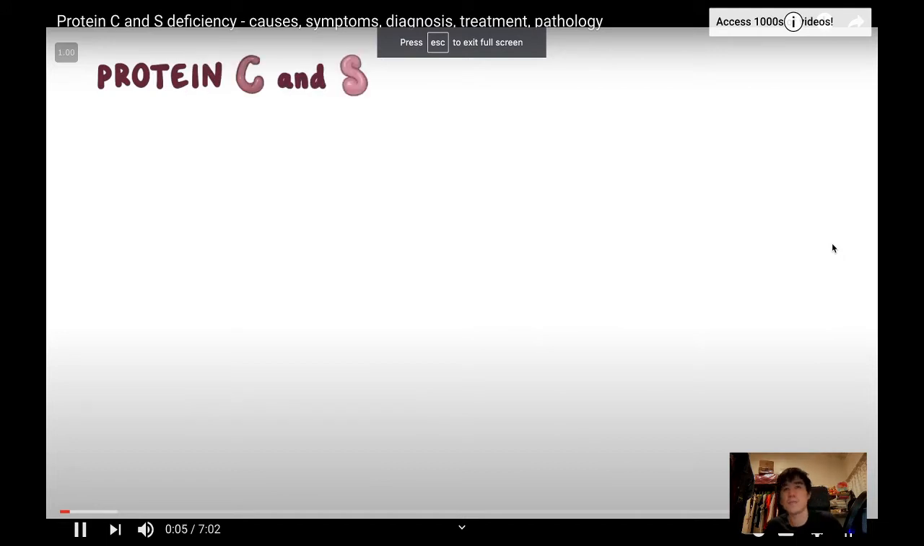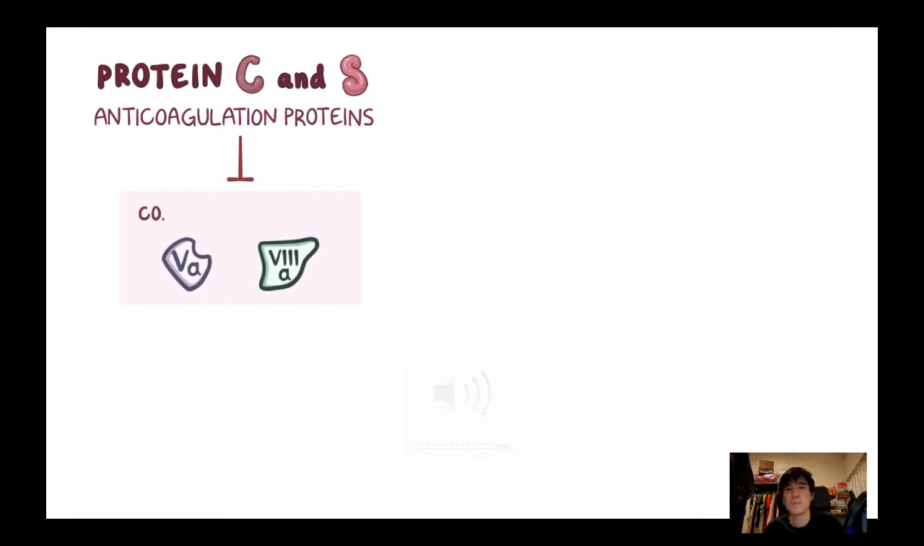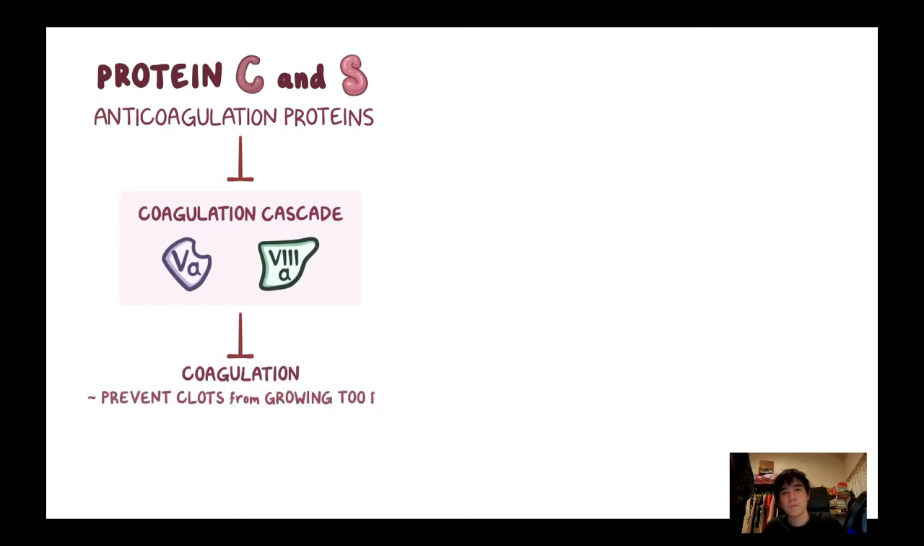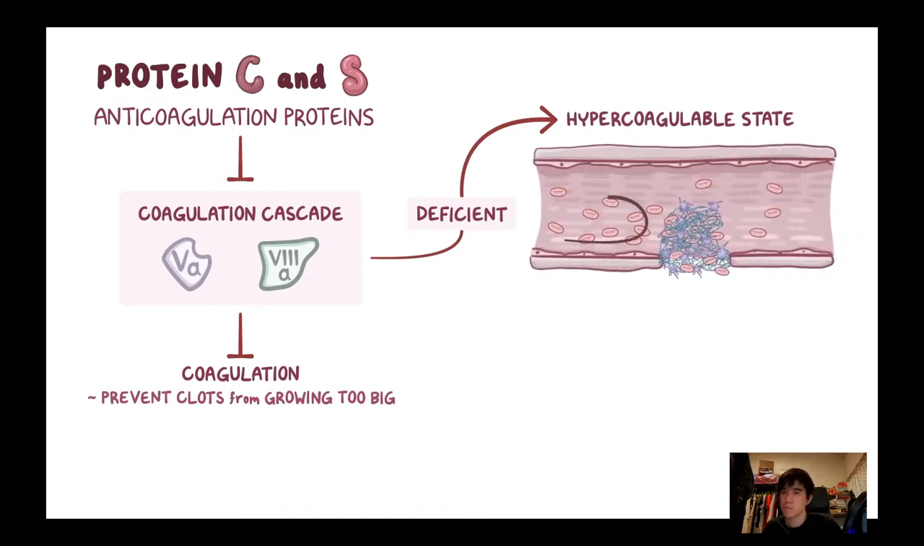Proteins C and S are two anticoagulation proteins that inactivate coagulation factors 5A and 8A in the coagulation cascade. This means they act like brakes on coagulation, limiting clot formation and preventing clots from growing too big. So, when either of these proteins is deficient, it leads to a hypercoagulable state, meaning a person is at increased risk of developing a clot that could block blood flow.